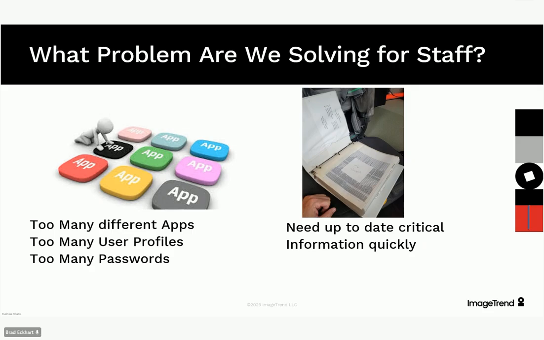So, too many apps, too many user profiles, too many passwords. Really, we have multiple disconnected solutions that maybe even aren't tied to CAD. So, we're really not getting that information. We really need this information critically fast and critically up to date.